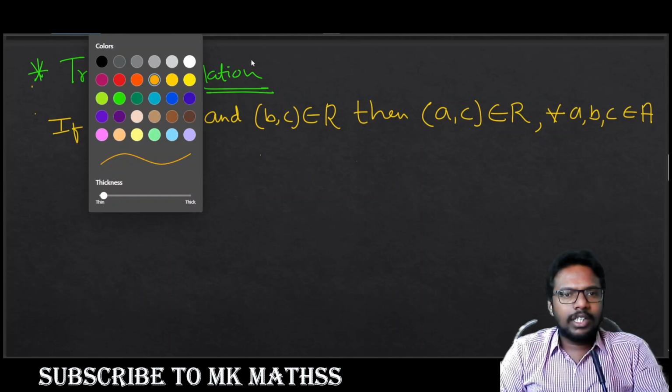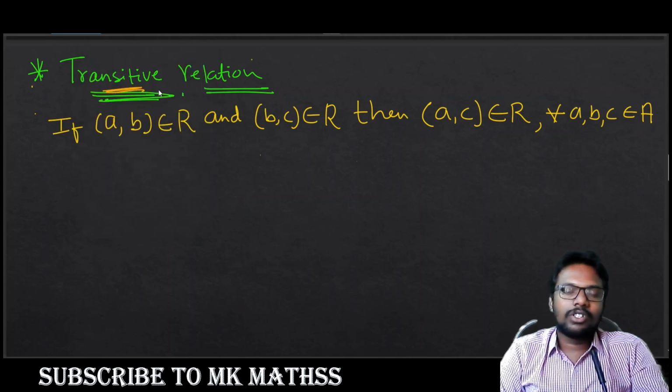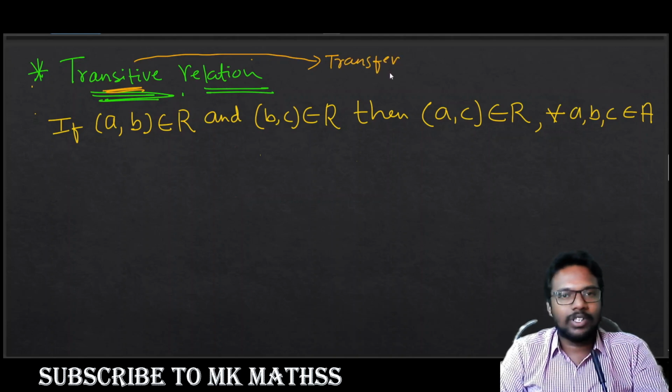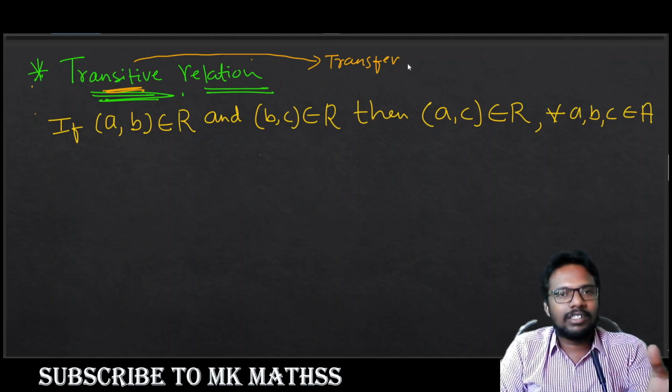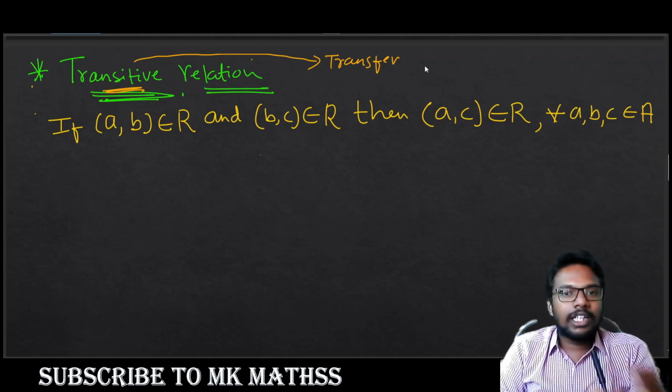First, this word itself says transitive. The word transitive comes from the word transfer. Transfer means it is transferring something. So transitive relation means transferring a relation from one element to another element, or from one person to another person.